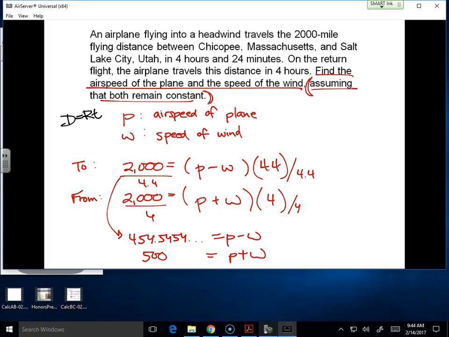What do you guys think would be the easiest way to solve? Substitute or eliminate, get rid of that W. Right? And we end up with 2P equals 954.5. You could use substitution, I just kind of like elimination better. So all I have to do is divide by 2, right?